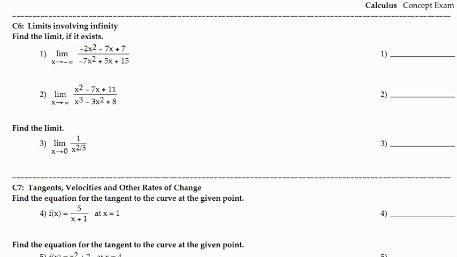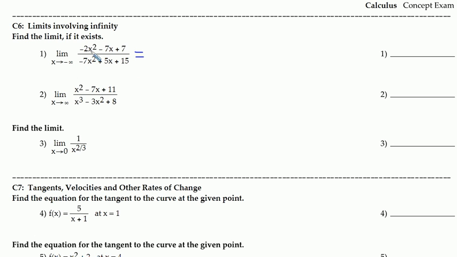In this first question, we're asked to find the limit as x approaches negative infinity. We should notice that the powers here are the same. I have 2 on the top and 2 on the bottom, so the degrees are equal. When that happens, we need to look at the leading coefficients, but I need to consider this negative also.